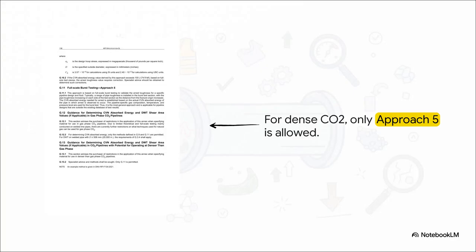In fact, when you're dealing with extremely dense CO2, the standard basically holds its hands up and acknowledges the limits of our current mathematical theory. It explicitly mandates that specialist advice must be sought, and only approach 5, that full-scale physical burst testing, is permitted. The environment is just so new and volatile that only a literal explosion can prove the design is safe.